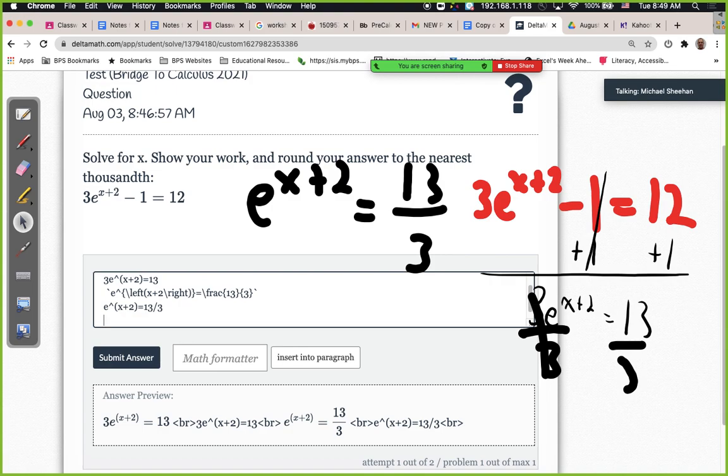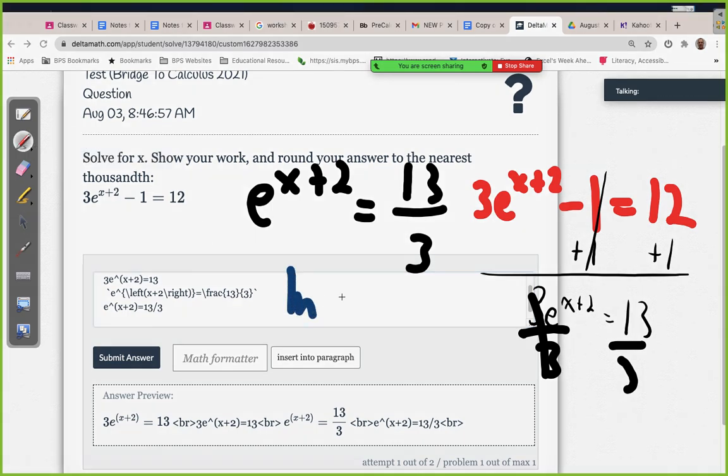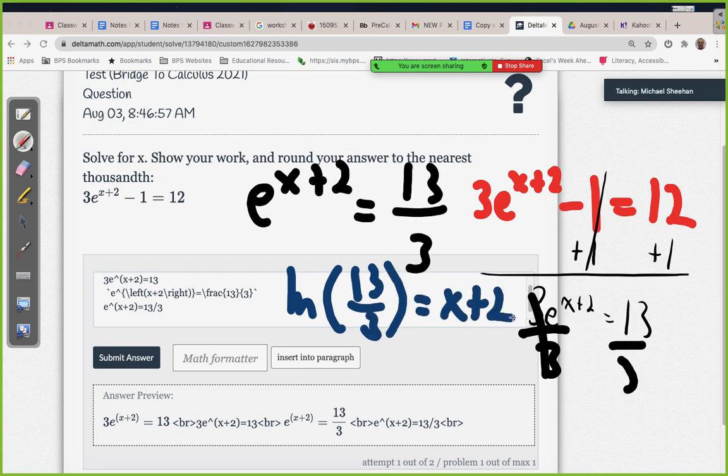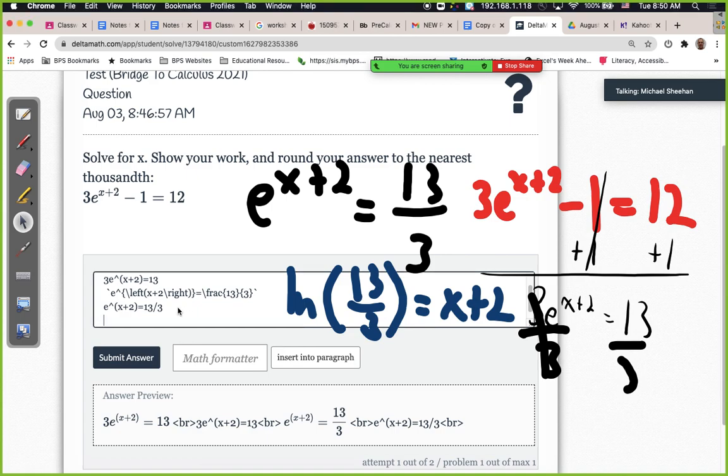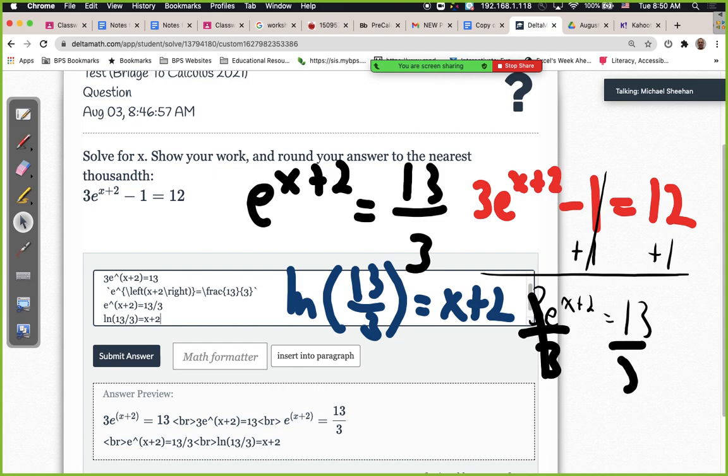Now I'm going to rewrite using natural log. Natural log of 13 thirds equals x plus 2. Remember the thing that I keep saying, the log equals the exponent. So when you rewrite using a log, the log has to equal the exponent, which is x plus 2. So ln of 13 thirds equals x plus 2. Last step is subtract 2 from both sides. Natural log of 13 thirds minus 2 equals x.